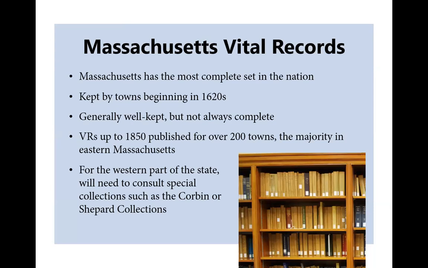Now, moving south into Massachusetts, we see that Massachusetts has probably the most complete set of vital records in the nation. They were kept by towns beginning about 1620. Vital records to 1850 have been published in a set of books known as the Tan series, and you can see them shown in the image in the lower right-hand corner of your screen on our shelves at the Research Center. The majority of the Tan series records are for eastern and central Massachusetts. For the western part of the state, the early vital records are slightly less complete, and you may need to consult special genealogical collections such as the Corbin or Shepherd collection.